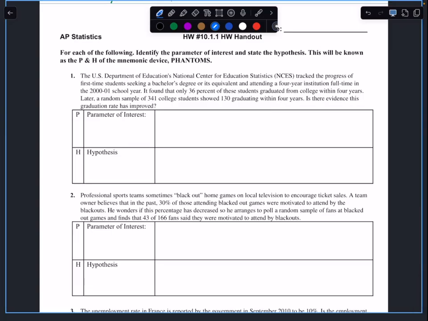The U.S. Department of Education's National Center for Education Statistics, NCES, tracked the progress of first-time students seeking a bachelor's degree or its equivalent and attending a 4-year institution full-time in the 2000 and 2001 school year. It found that only 36% of those students graduated within 4 years. A couple of things here: 36%, that's going to be my p0. That's my claim. Graduating within 4 years is part of my parameter, what I'm looking at.